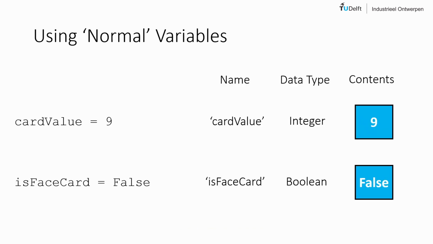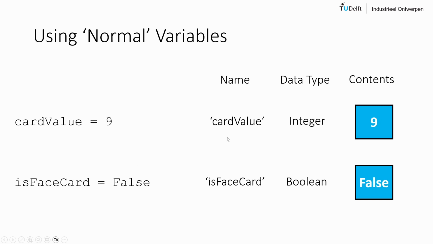All right, so normal variables we've done before. Let's imagine that we want to represent playing cards somehow in our program. We can do this using normal variables. Here are two obvious ones that might feature: we've got card value, and we've got is face card. In this case, card value equals 9, so it's the 9 of something. Is face card equals false, because the 9 is not one of the face cards. Those are the lines of Python code you might write to create, declare, and initialize those variables.